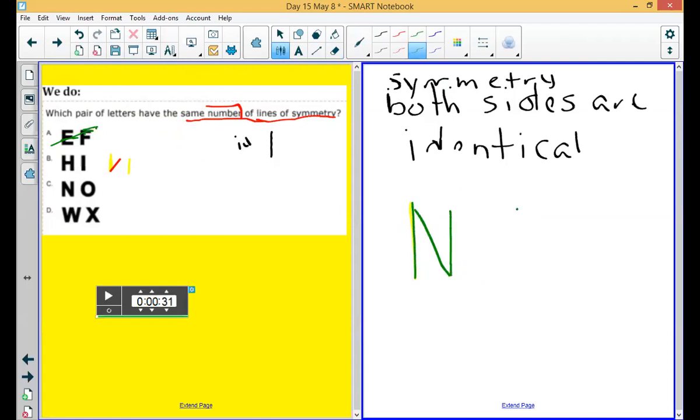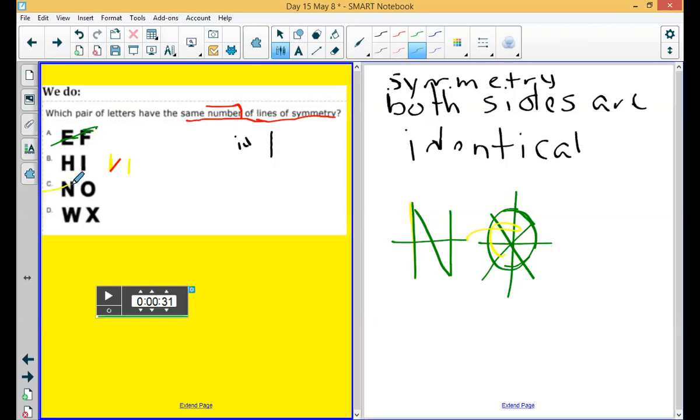All right, so let's do an O. And we know O has an infinite number of lines of symmetry. No matter where I would draw a line on O, it would be symmetrical. So O has infinite numbers. That means it has more than any of the other letters. But when I draw a line of symmetry through N, do these sides look alike? No. This side looks alike? No. So we can go ahead and count that out because this one has a whole lot, and this one doesn't even have one to start with. So we can get rid of C as an answer choice.